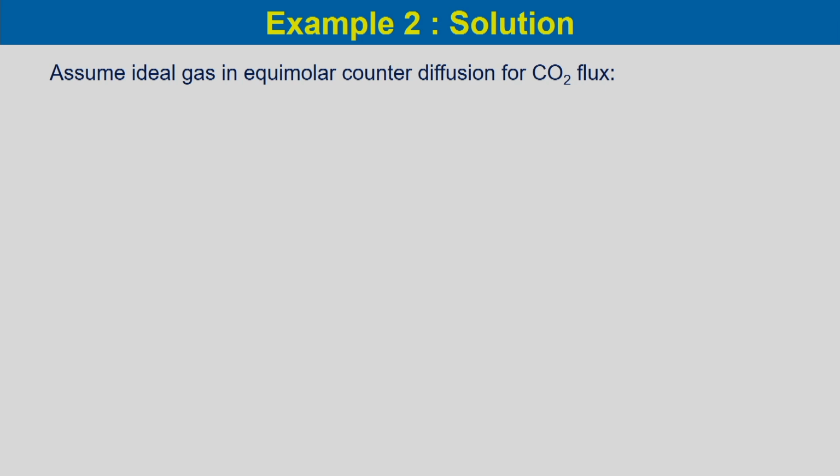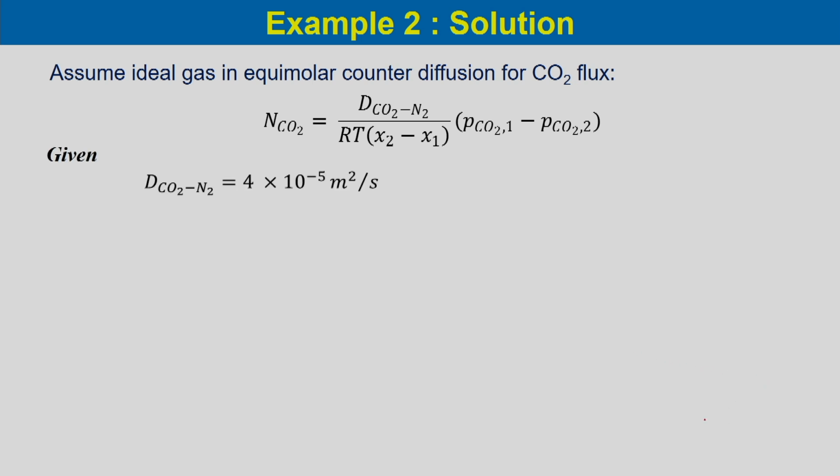So, we assume the ideal gas in equimolar counter diffusion for CO2. So, the flux for CO2 we can write N_CO2 would be equal to D_CO2-N2 divided by RT (x2 minus x1) times P_CO2 at 1 minus P_CO2 at 2. So, the values which are given: D_CO2-N2 would be equal to 4 into 10 to the power minus 5 meter square per second.